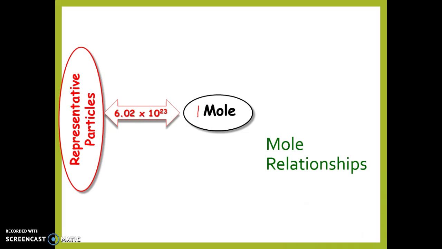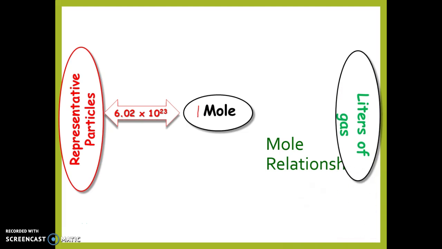So what number goes with mole? 1. What number goes with the particle? So when you have that conversion bar and you're writing the given and the finding unit, you have to recognize, is it a particle unit or is it a mole? If it's a mole, it's always going to be 1. If it's a particle unit, it's always going to be 6.02 times 10 to the 23rd.